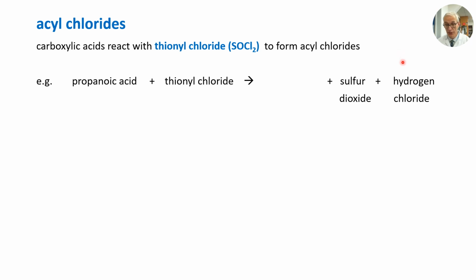So I'm going to reveal propanoyl chloride. So we name acyl chlorides in the fashion propanoyl chloride. We have the co-products of sulfur dioxide and hydrogen chloride. Could you complete this chemical symbol equation? Come back to check.